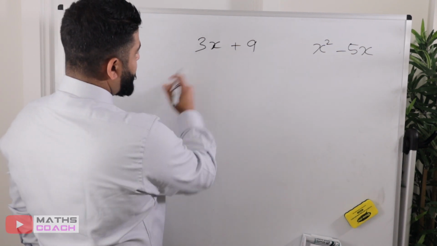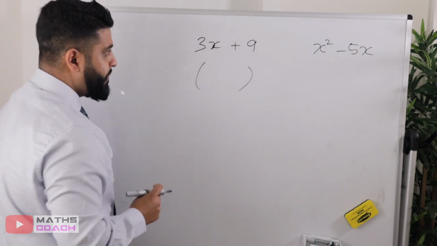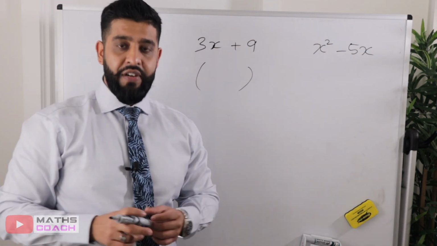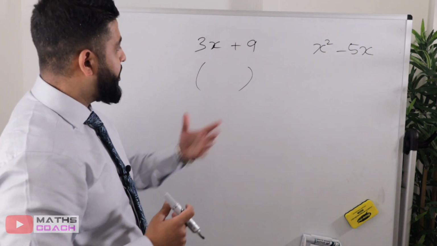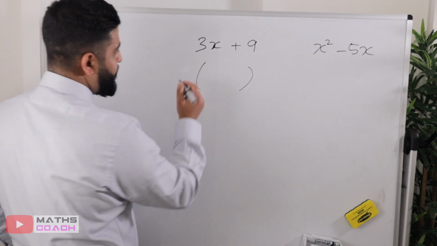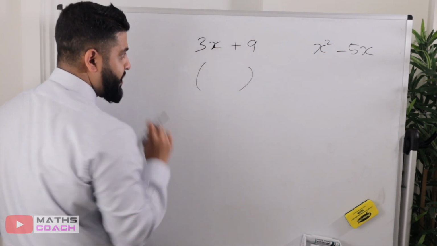The first thing that we want to do is put in a bracket, and we will use single brackets here. Later on in the video that I do on quadratic factorization, I'll explain when we need to use two brackets, okay? But for this one, we'll have a single bracket. Now, what's the highest common factor between 3 and 9? That's what we're looking for.